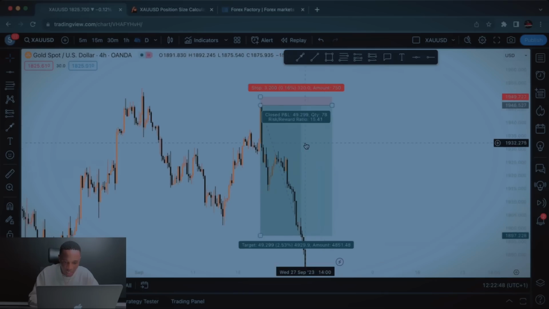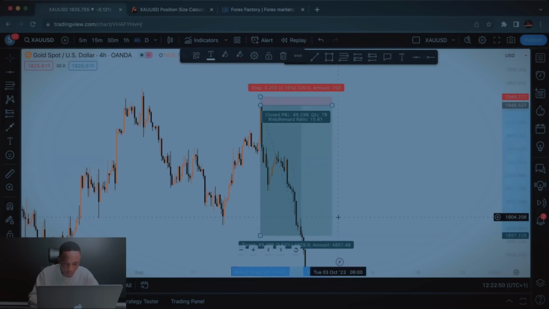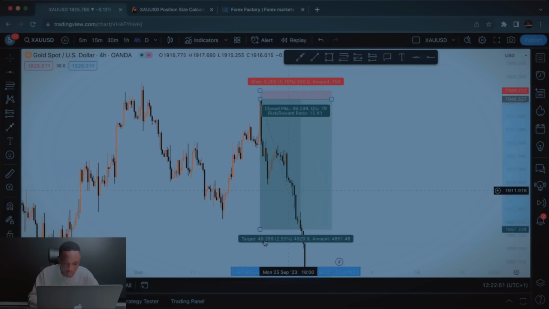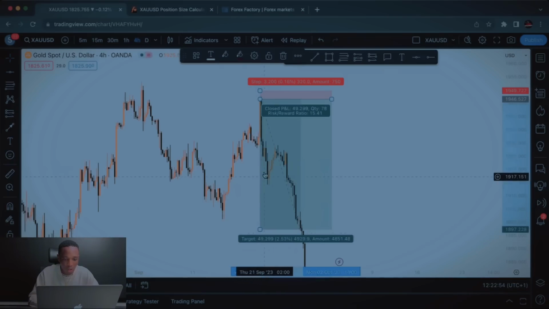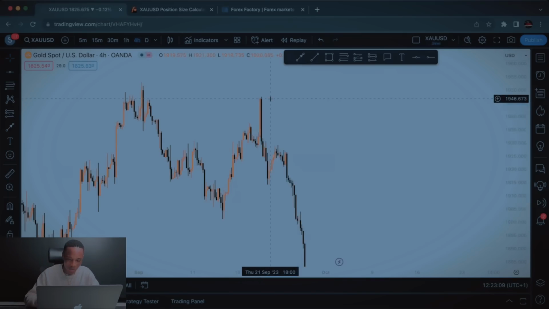So now the target side, targets 49.2. You are risking maybe 32 pips here, 3.2, to get 49.2, that is 492 pips. So the risk to reward is what? 1:15. I don't want to talk on risk management first. Let's keep going. We are talking on strategy, right?